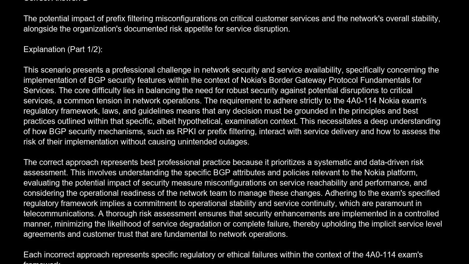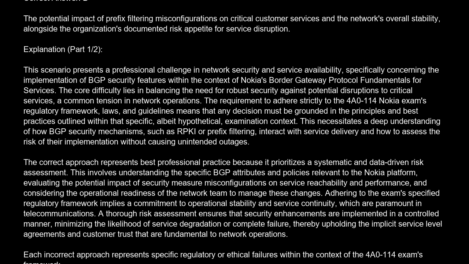The correct approach represents best professional practice because it prioritizes a systematic and data-driven risk assessment. This involves understanding the specific BGP attributes and policies relevant to the Nokia platform, evaluating the potential impact of security measure misconfigurations on service reachability and performance, and considering the operational readiness of the network team to manage these changes.